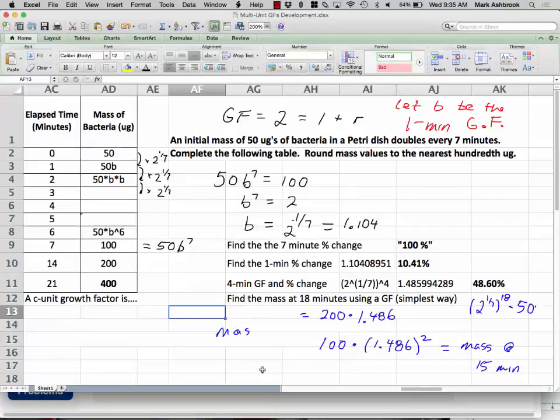Okay, so let's practice. So this is the idea of partial unit growth factors. Given a growth factor, we're looking at a unit of input that's a fraction of what we had before, right? So we knew what the 7-minute growth factor was, and we figured out what the 1-minute growth factor was. That's the idea of a partial unit growth factor.